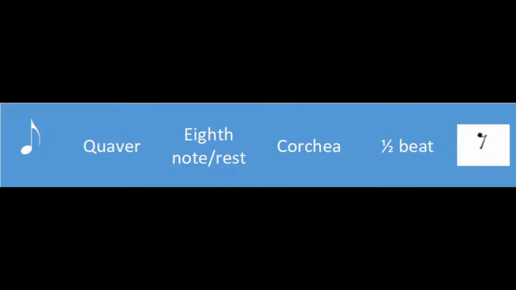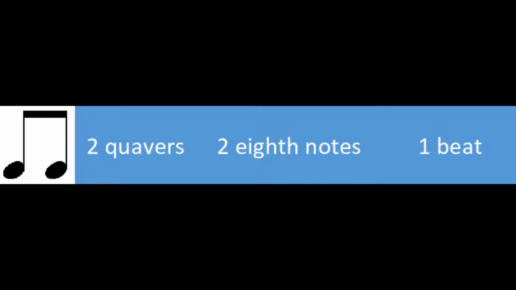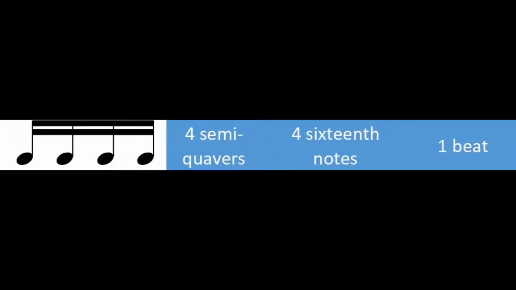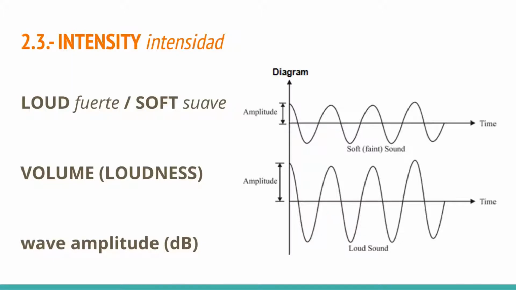note or eighth rest. It has a half beat. It's common to see quavers or eighth notes joined into sets of 2, to make 1 beat. In British English, it's called semiquaver or semiquaver rest, while in American English, it's called 16th note or 16th rest. It is a quarter beat. It's common to see semiquavers or 16th notes joined into sets of 4, to make 1 beat.